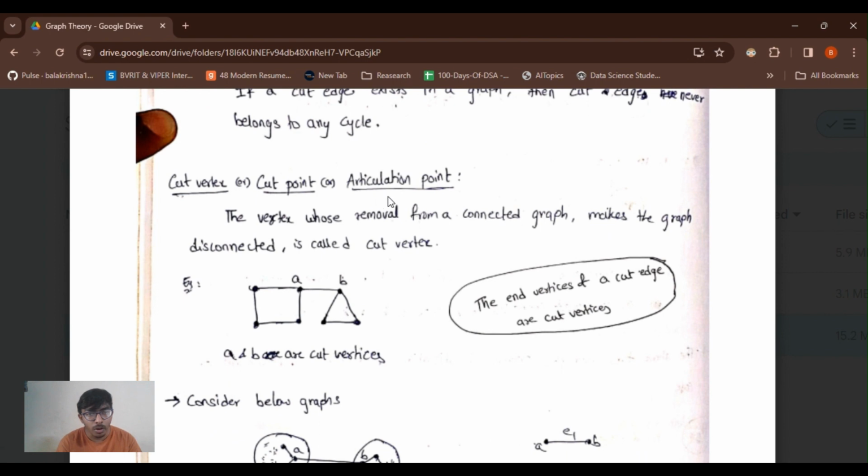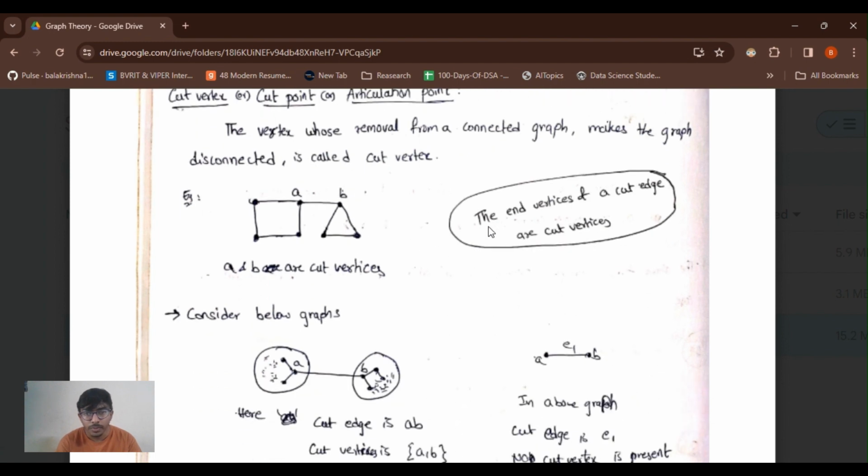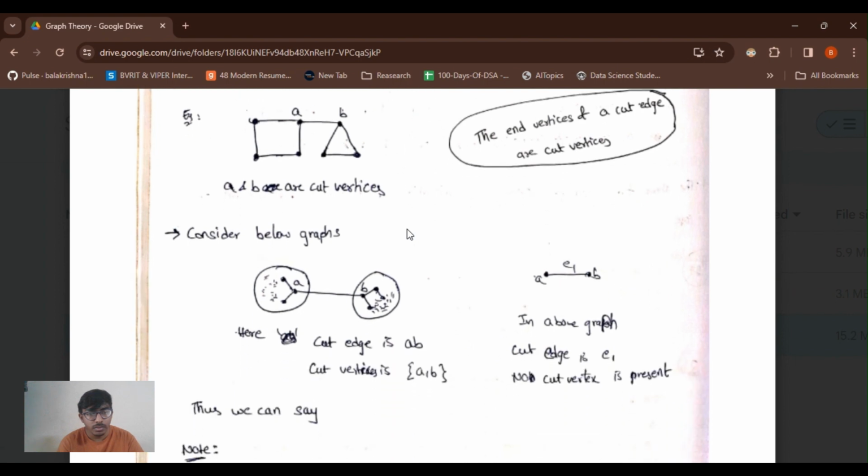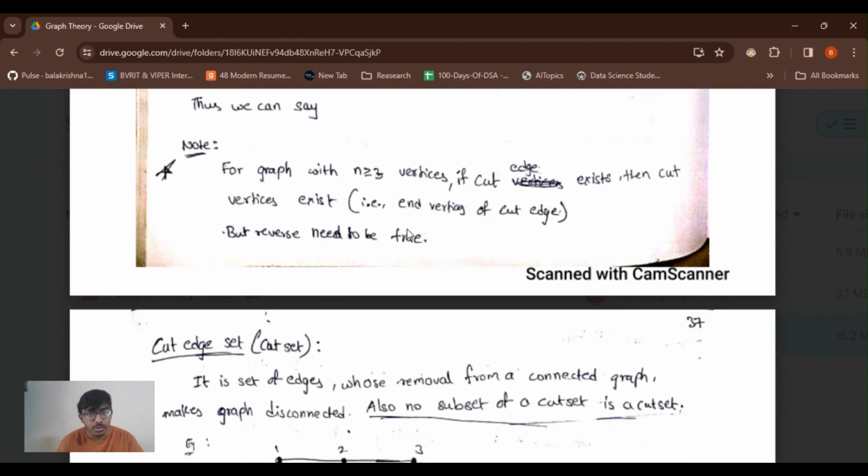Cut vertex, cut point, or articulation point. The vertex whose removal from a connected graph makes the graph disconnected is called a cut vertex. So the ends of a cut edge are cut vertices. So AB is the cut edge, and A and B are the cut vertices. For a graph with n greater than or equal to 3 vertices, if a cut edge exists, then cut vertices exist, at the ends of the cut edge. But the reverse need not be true.